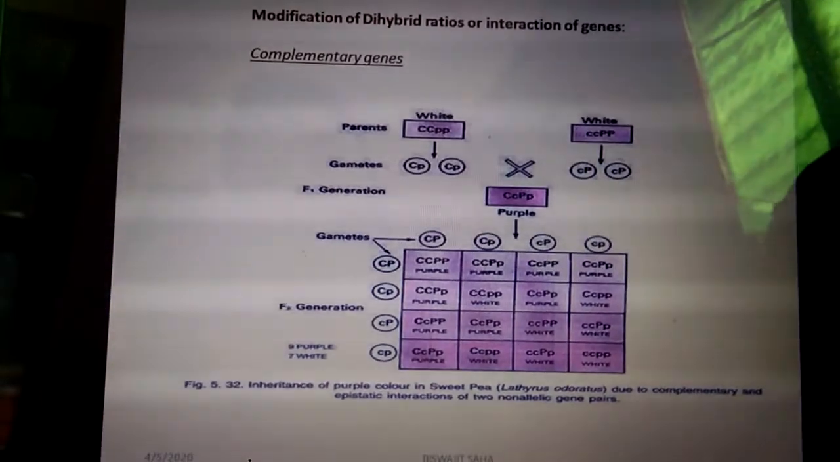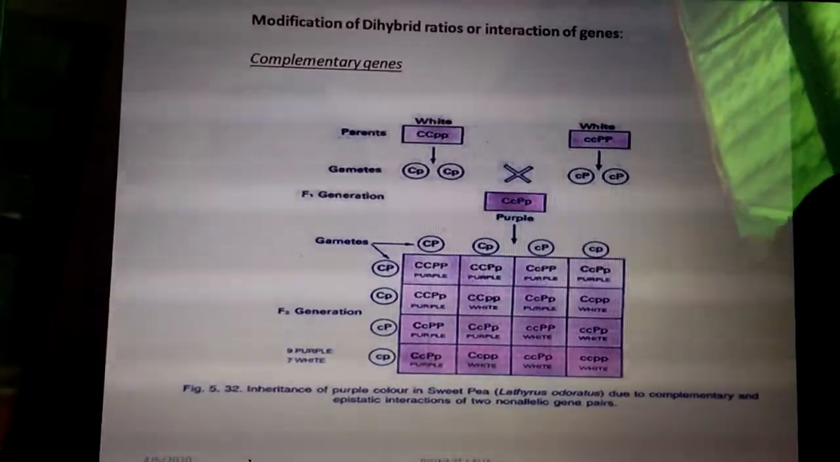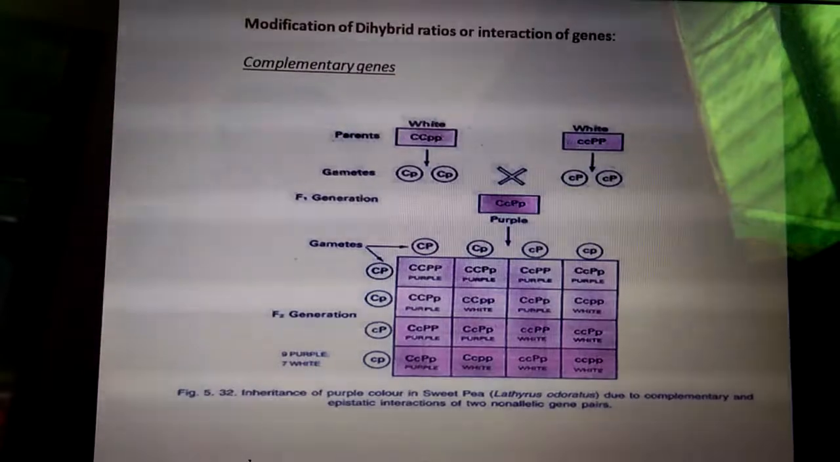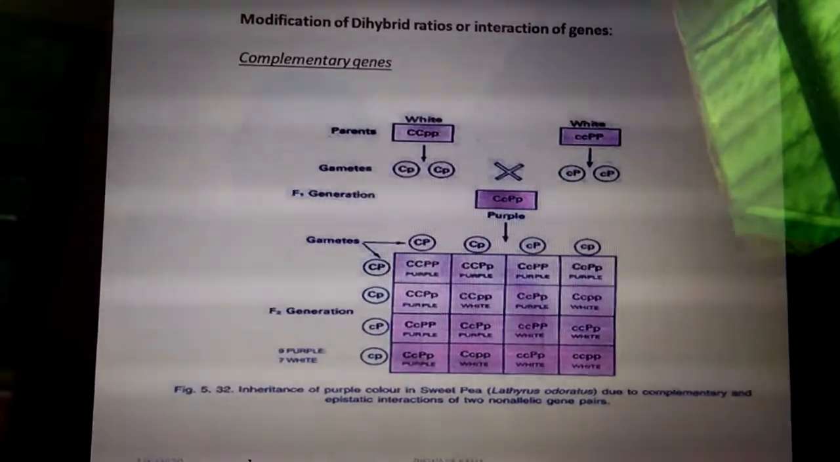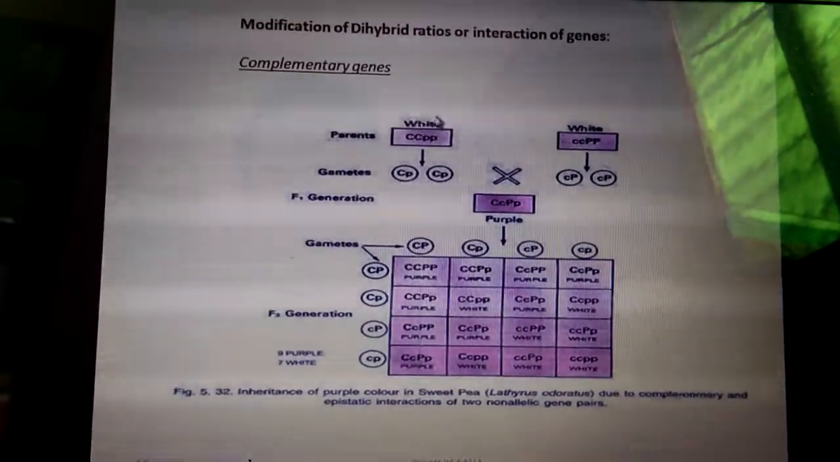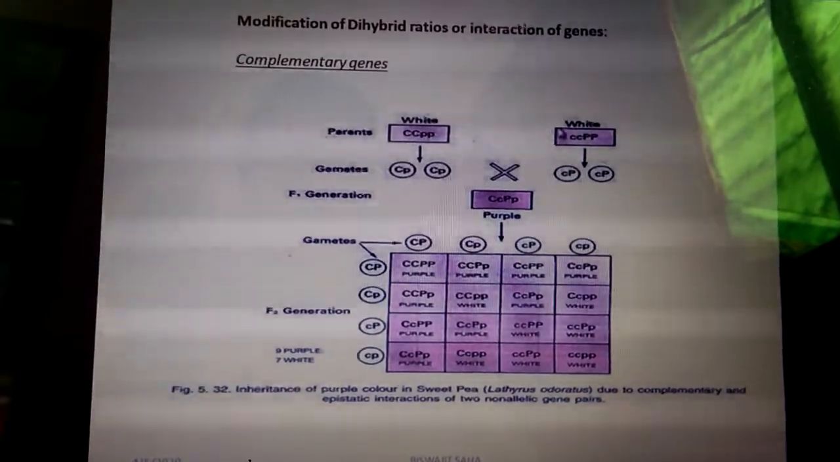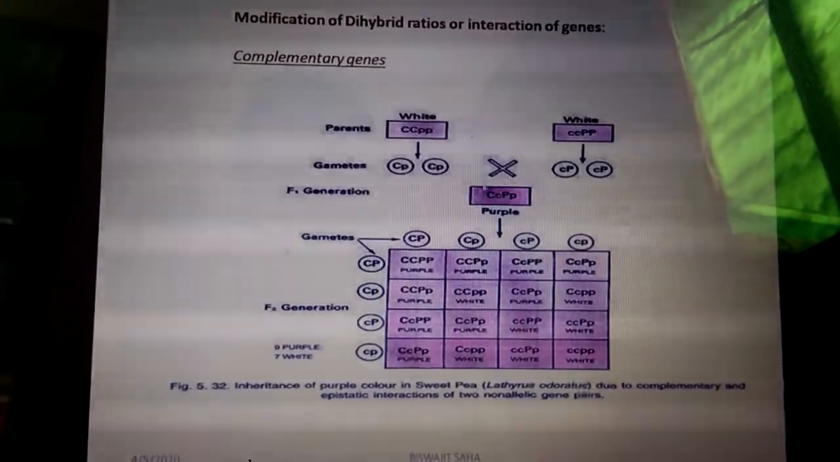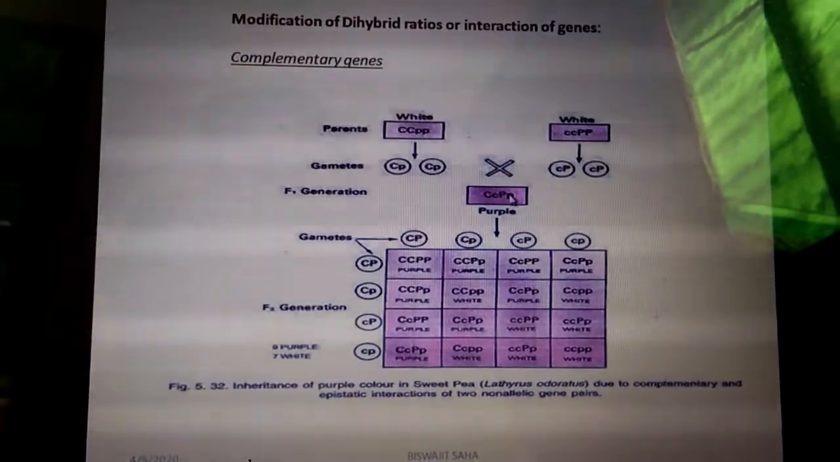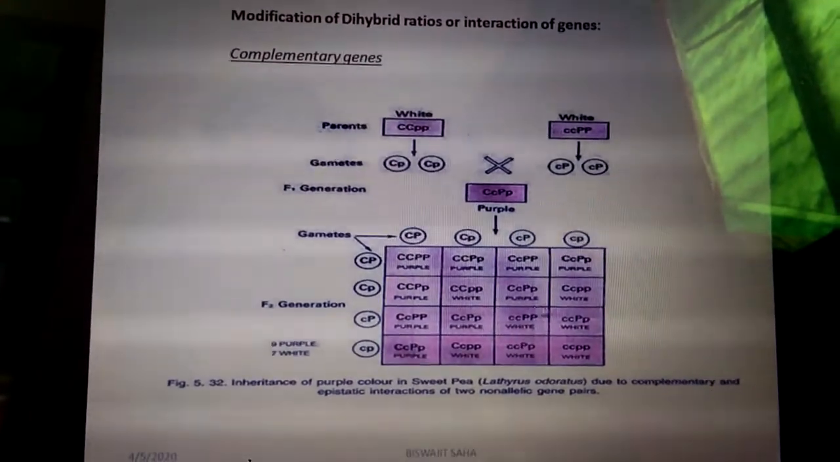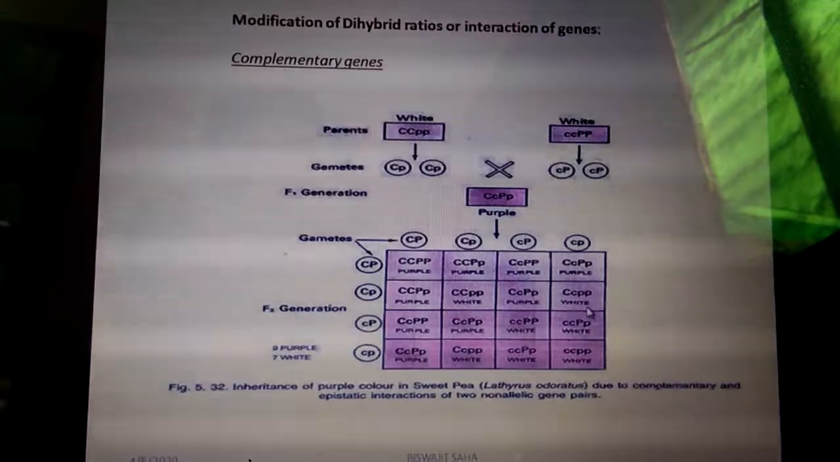For example, in sweet pea, two white flowered varieties were crossed. So these are the white flower varieties. This is white and this is also white, and these two white flower varieties were crossed, and the progeny is colored, that is purple colored. In the F2 generation, the ratio was 9 colored and 7 white.